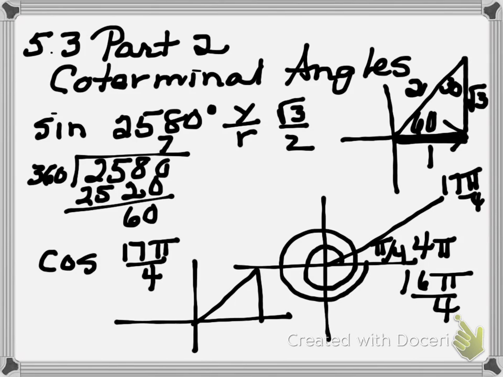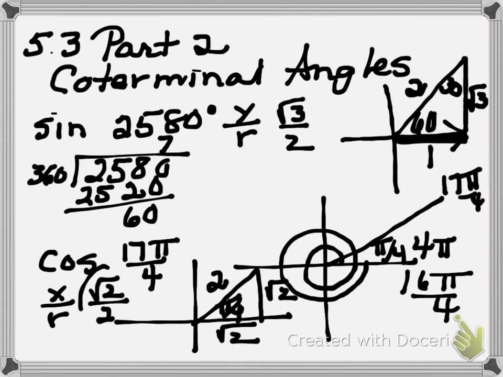So now dropping a perpendicular to the x-axis, the reference angle is pi over 4, which is 45 degrees. So the hypotenuse is 2, y is the square root of 2, and x is the square root of 2. Cosine is x over r. So the x value is the square root of 2, the r value is 2, so we're getting the square root of 2 over 2.